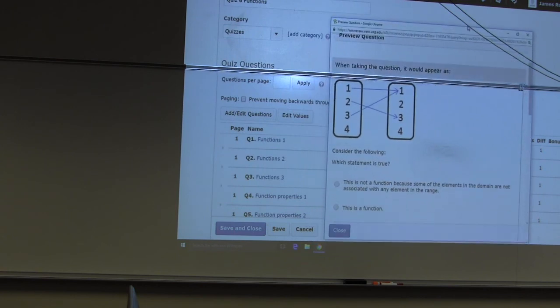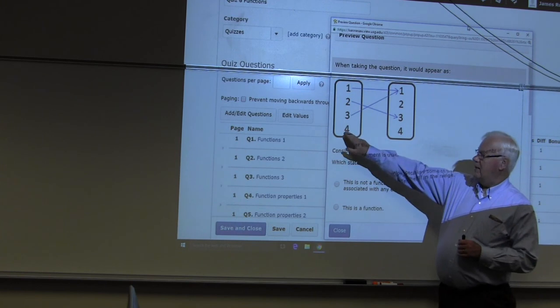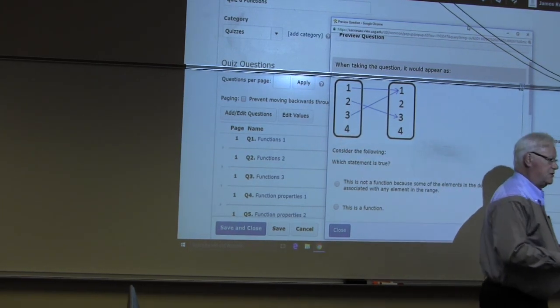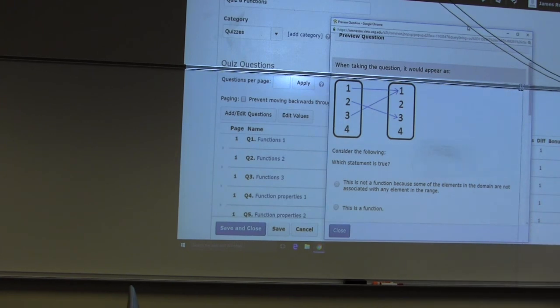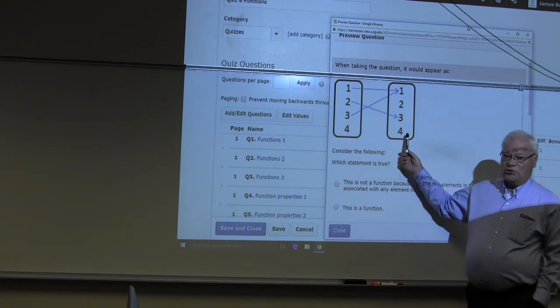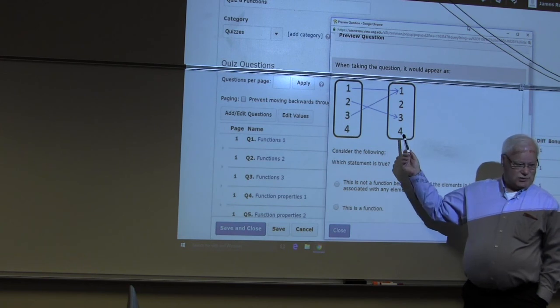What about this one? Is that a function? No. What's wrong with it? Yeah. We have a member here, 4, in the domain that does not have a corresponding element in the codomain. Okay? Remember the terminology, by the way, is this is the domain, this is the codomain, not the range.